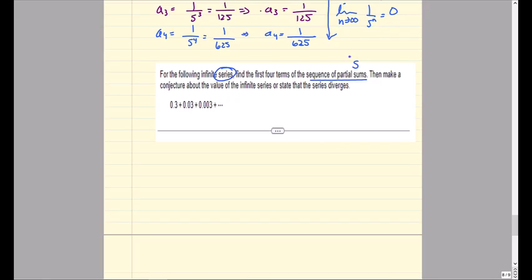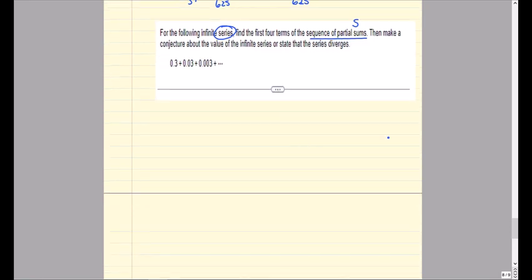So first of all, let's go ahead and find the first four partial sums. So S sub 1 would equal 0.3. That's this first term. S sub 2 would equal S sub 1 plus, or sorry, A sub 1 plus A sub 2.